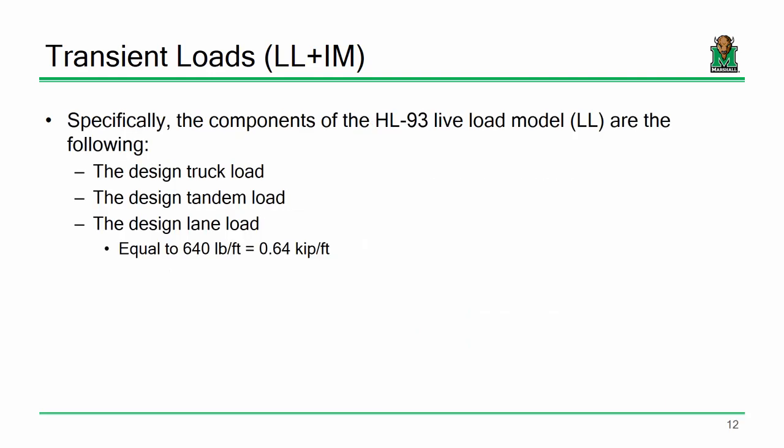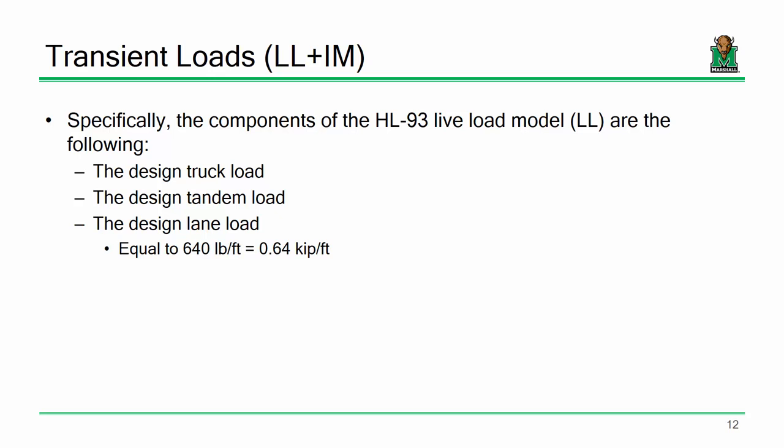Okay, so the dead loads are pretty straightforward, just all the weight of the structure. What specifically does the HL93 consist of? The HL93 consists of either the truck and the lane, or the tandem and the lane. So let's take each of these one at a time. What is the lane load? The lane load is a uniformly distributed load equal to 640 pounds per foot, or 0.64 kips per foot. Where we put that lane load and where it goes, we'll talk about in a little bit.